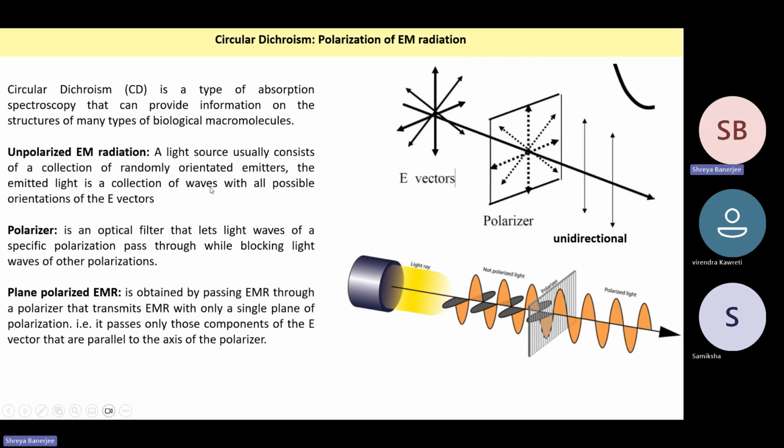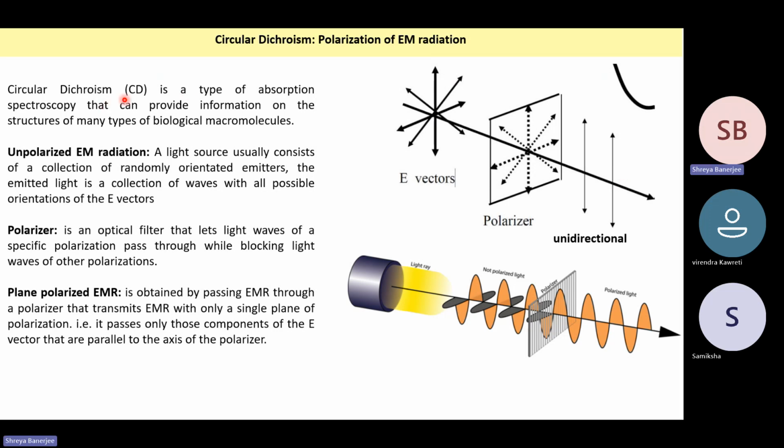Now we'll briefly go into circular dichroism, or CD. Light can be unpolarized, that is, it is in different directions. When it passes through a polarizer, which blocks light of most of the directions and allows only light of one direction to pass through, it is called plane polarized light, where only light in one plane is allowed to pass through.